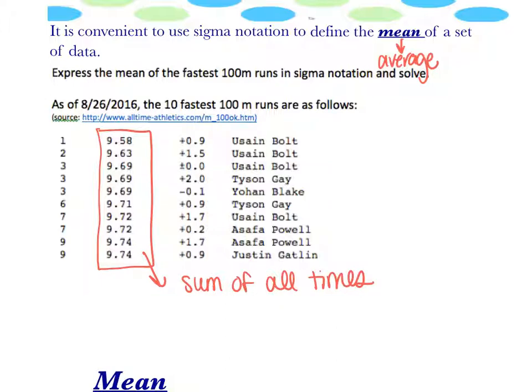You guys can probably pull a calculator out so that you can do that on your own, but I've already calculated it for you. The sum is 96.91. That's the sum of all the times. And then to find the average, after I find the sum of all the times, I have to divide by the total number of runners.